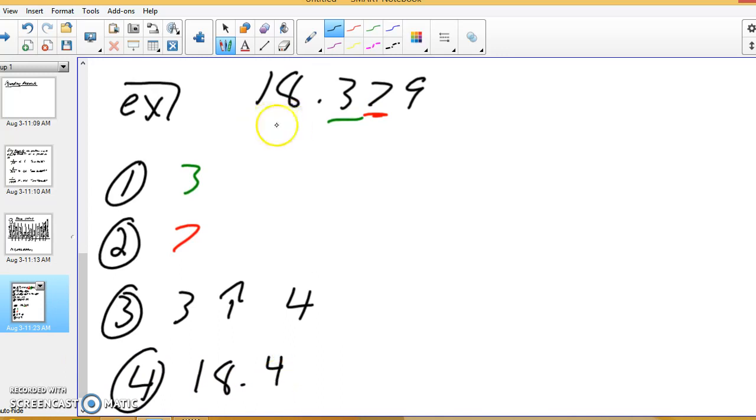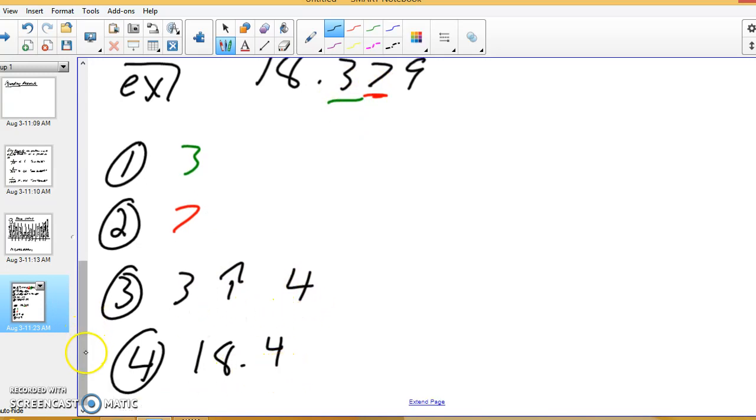So again, we have our number. We want to identify what we're rounding it to. In this case, we're going to round it to the nearest tenth. We identify the number in the 10th digit. We identify the number to the right of that digit. If it is greater than 5, which 7 is greater than 5, we're going to bump the 10th digit up 1 to the number 4. And last thing, we just write our answer.